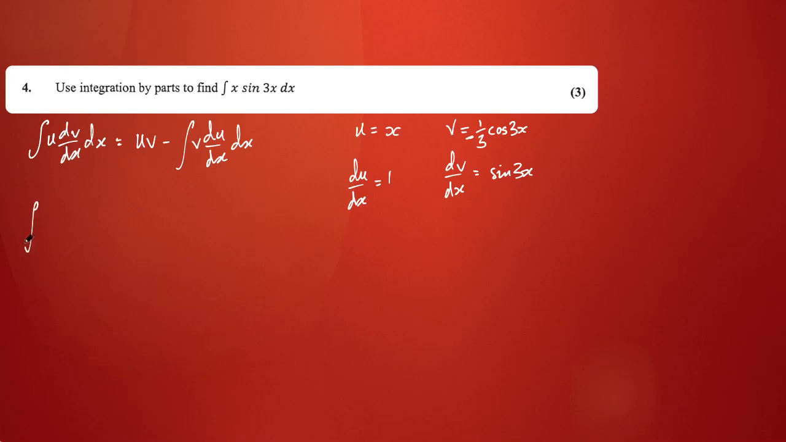So my integral here is equal to u times v, minus 1/3 x cos 3x, minus the integral of v times du by dx, which is 1, so it's just minus the integral of minus a third cos 3x with respect to x. Now working from this backwards again, I've got most of this, I just need to integrate that bit. Dealing with that 3 in it is going to make it 1/9.